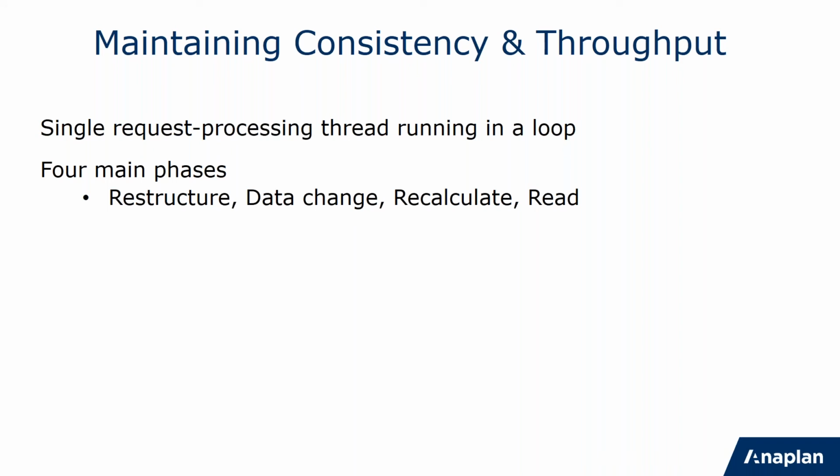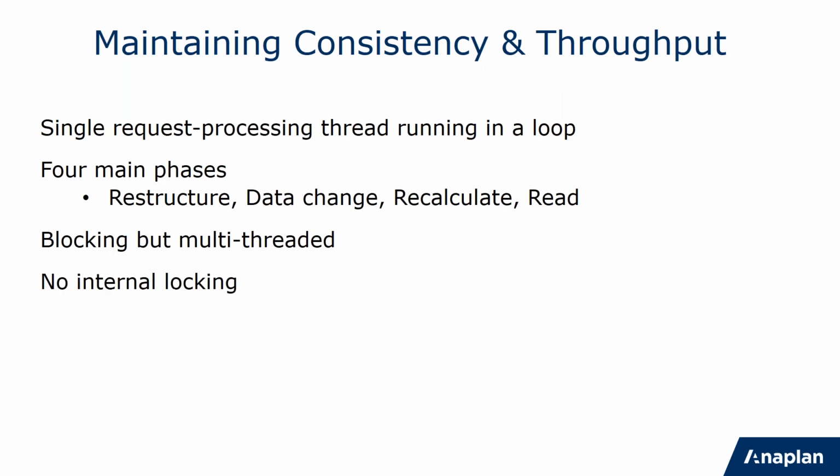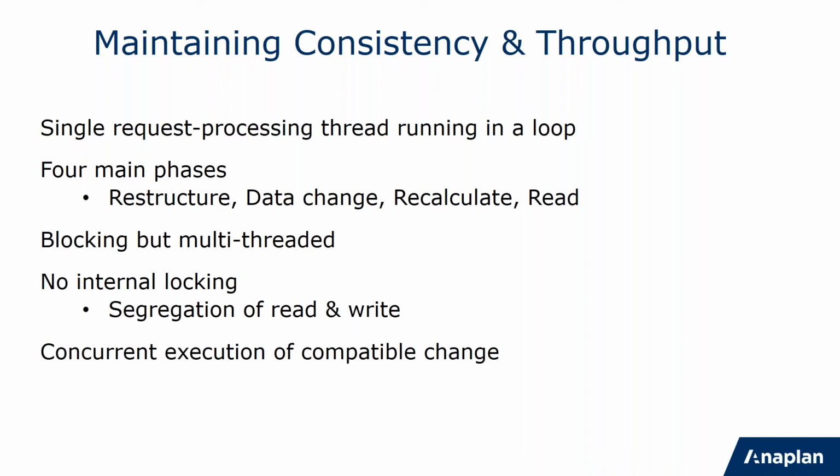And as I said before, we don't have to have any locking between the read and the write because we just separately segregate them. Okay? So we block, but we are multi-threaded. And we don't have any internal locking, which means that the stuff that we do works faster. And we segregate the read and the write.